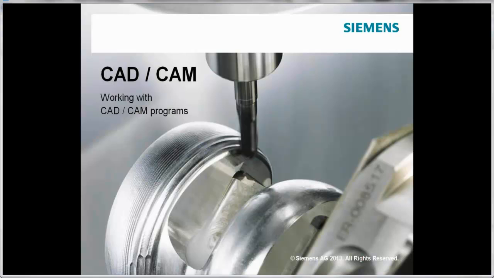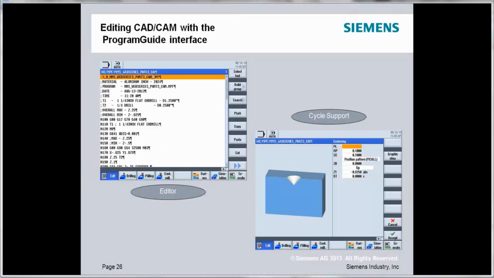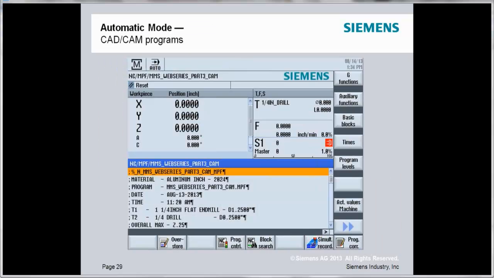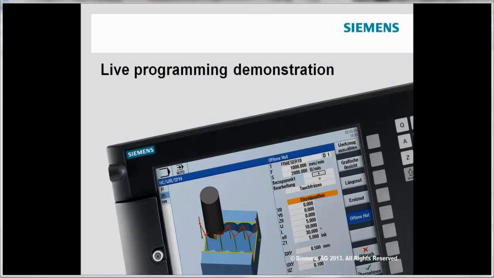And we're going to look at the editor function. We're going to look at the cycle support screen, even though it was built out of a CADCAM system. We're going to add in a block form to it, especially if your CADCAM system can't handle that. This way you can use solid modeling graphics. We're going to show you how you can wire verify the shape. They do the exact same scenario where we're bringing it over to run mode, cycle start it, let it run.